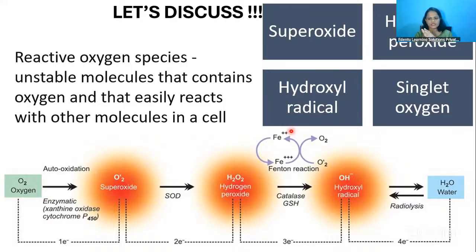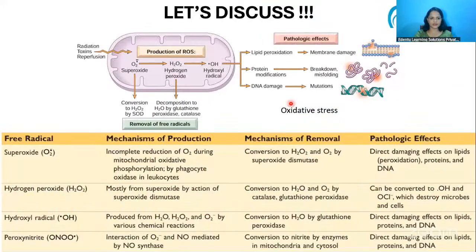Among these, singlet oxygen is very difficult to find because it is highly reactive in nature, and we cannot usually identify it inside the cell. But these three are really important: superoxide, hydrogen peroxide, and hydroxyl radical. If the cell encounters radiation, toxins, reperfusion, or some kind of injury or insult, there will be production of reactive oxygen species. But the reactive oxygen species that are produced are readily removed by the cells.